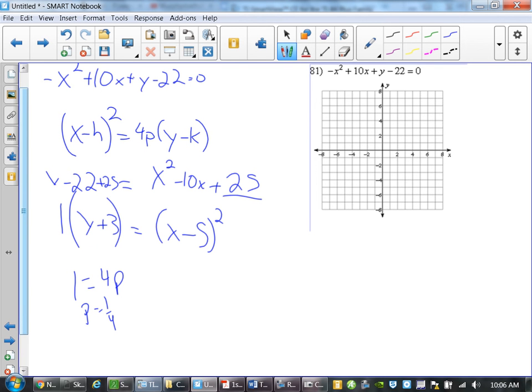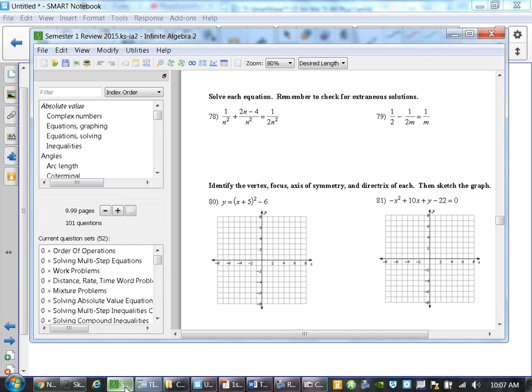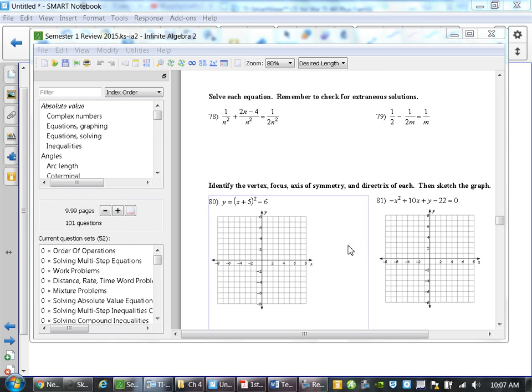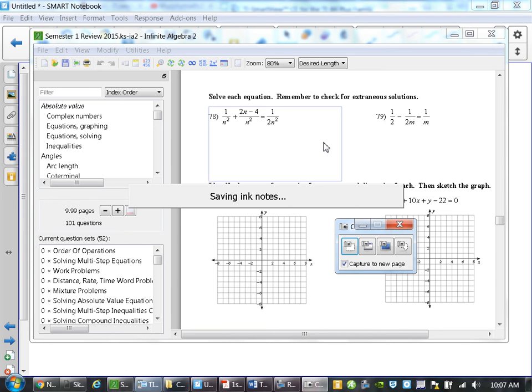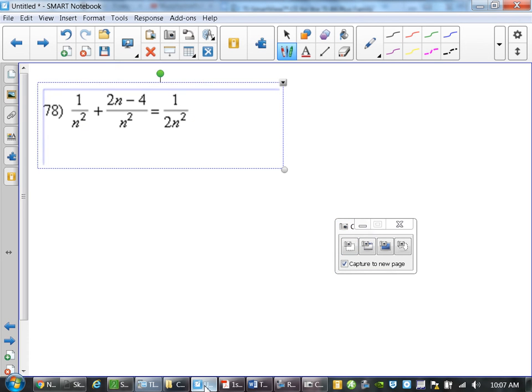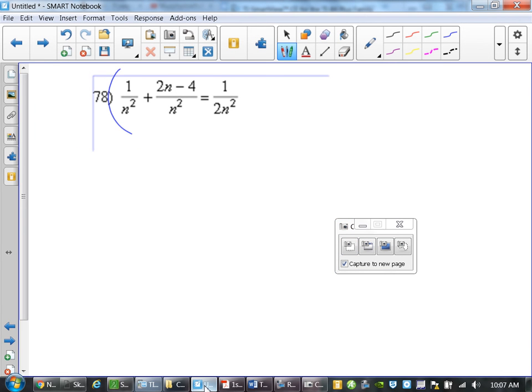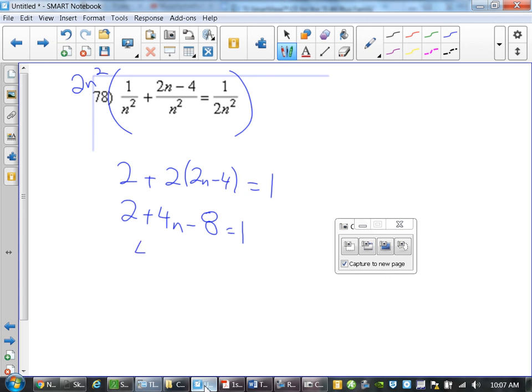Ken, what were you going to say? Get rid of the fractions. What do you multiply everything by? 2n squared. This one has that, so it's 2 plus 2 times 2n minus 4 equals 1. Minus 2.